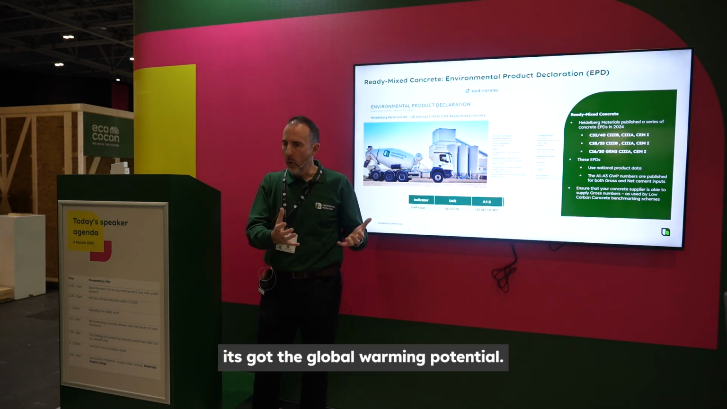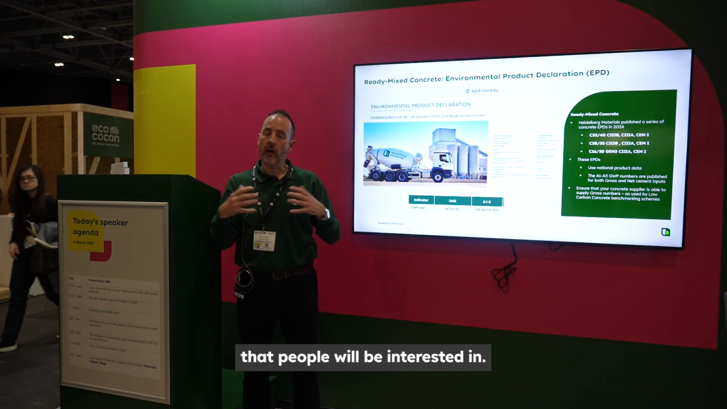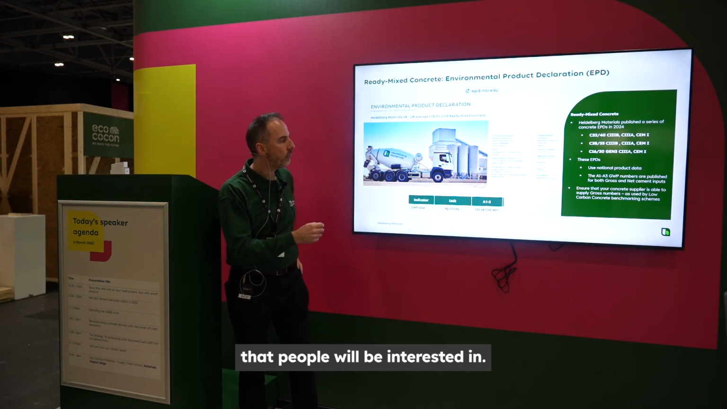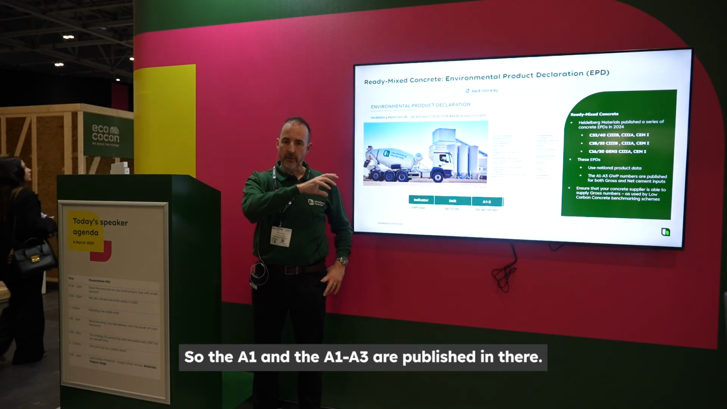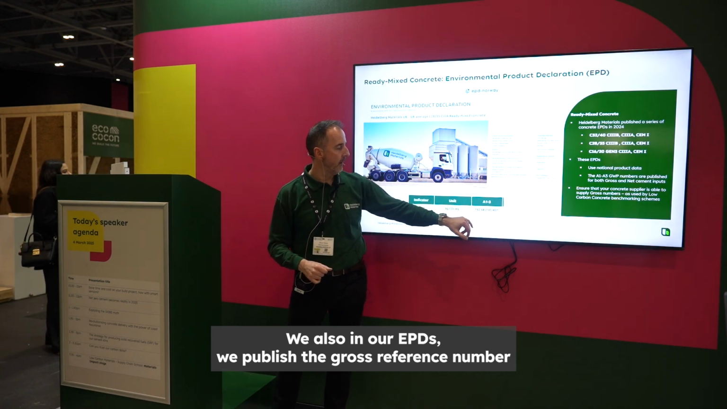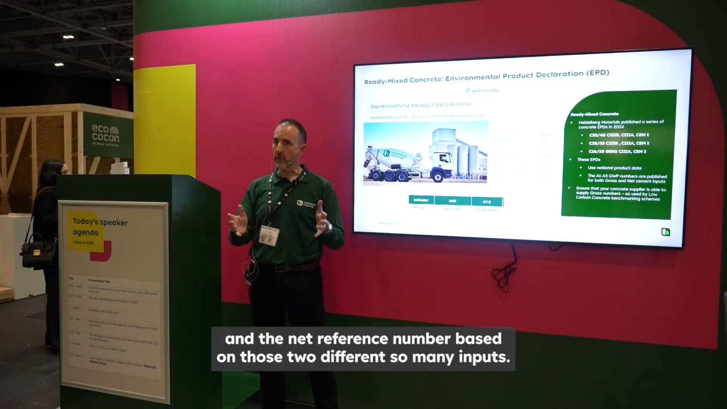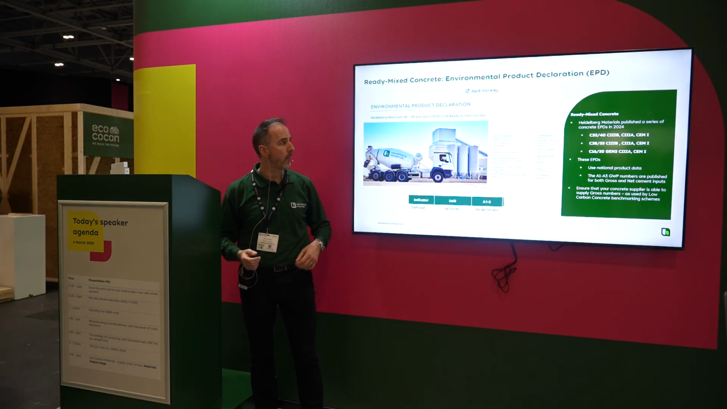it's got the global warming potential, but it also has full life cycle and other information that people will be interested in. So the A1 and A1 to A3 are published in there. We also, in our EPDs, publish the gross reference number and the net reference number based on those two different cement inputs. So clients have that data to use.